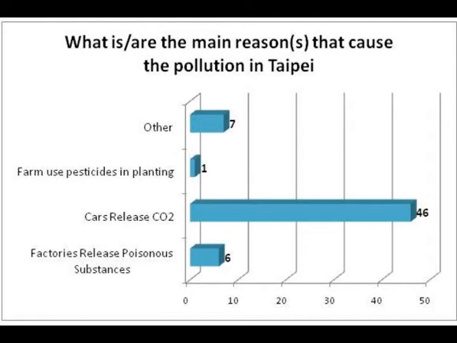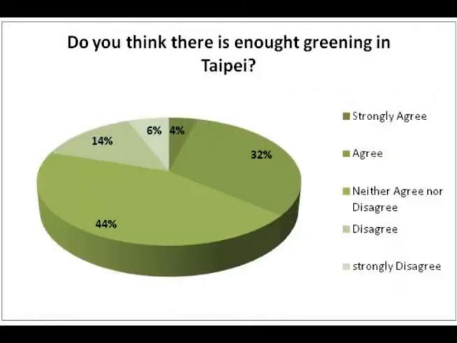And we are going down to the green spacing in Taiwan. Do you think that there is enough greening in Taipei? Most of the people answered agreement, about 76% of people. And we can show that the green spacing in Taiwan is available for the citizens, and it is satisfactory for the Taiwanese people.